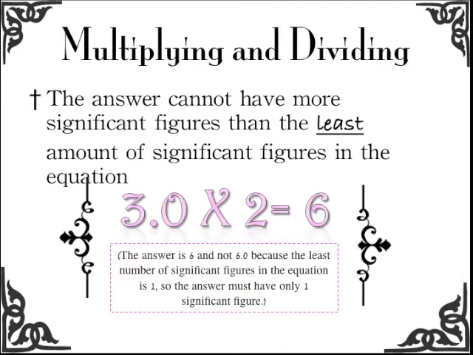When multiplying and dividing, the answer cannot have more significant figures than the least amount of significant figures in the equation. In 3 times 2 equals 6, the answer is 6 and not 6.0 because the least number of significant figures in the equation is 1, so the answer can only have 1.